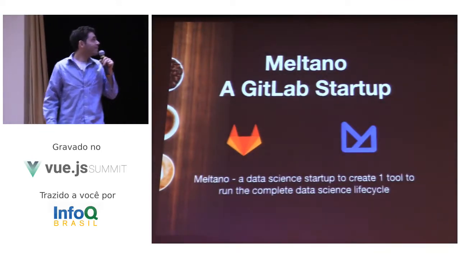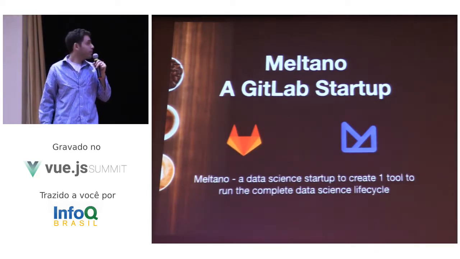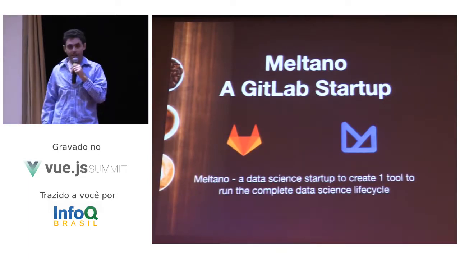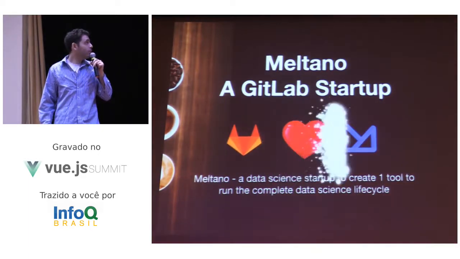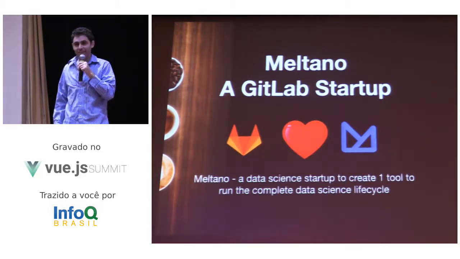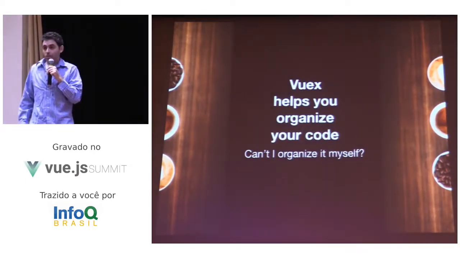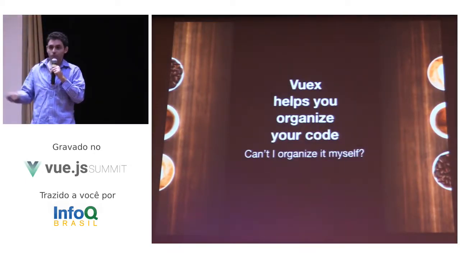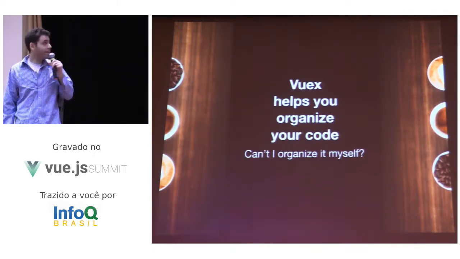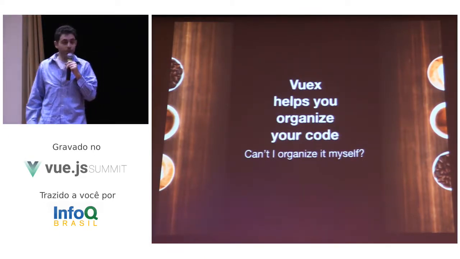So Meltano is a GitLab startup. It's a data science startup to create one tool to run the complete data science lifecycle. And we're using GitLab CLI to accomplish that. And we're also using vuex as our main tool to build this application. And I'll give you a tour of it in a second. But first I want to talk about how vuex helps you organize your code.